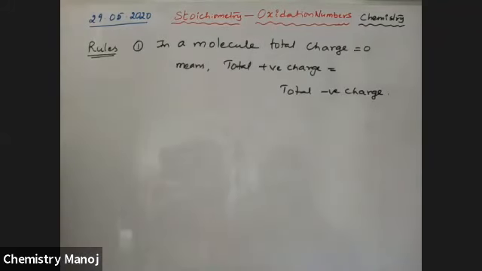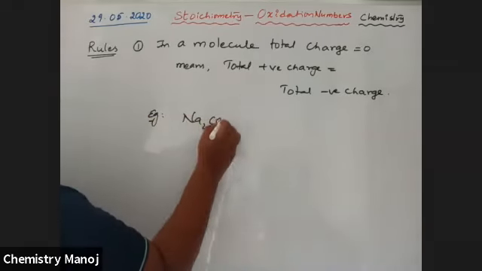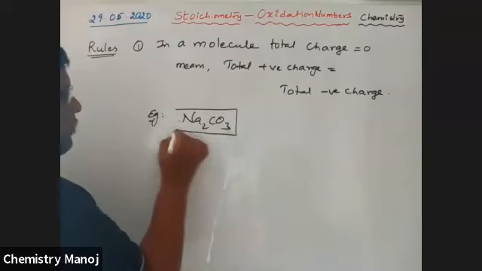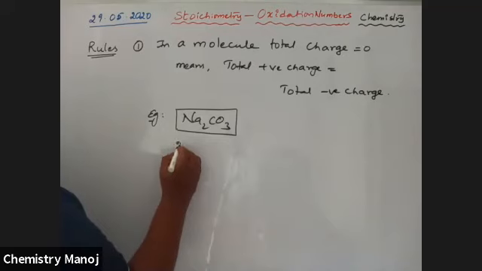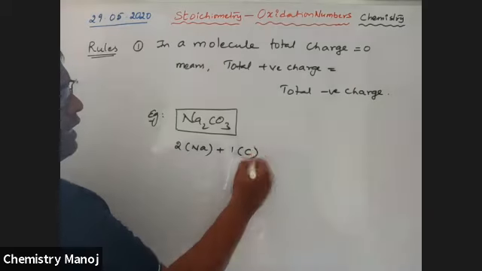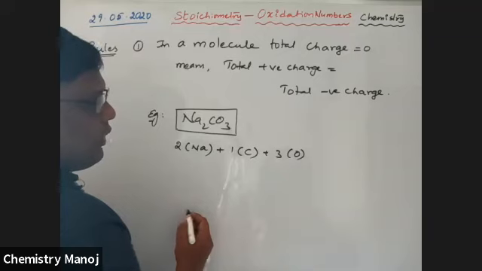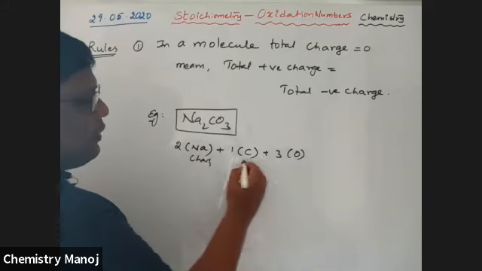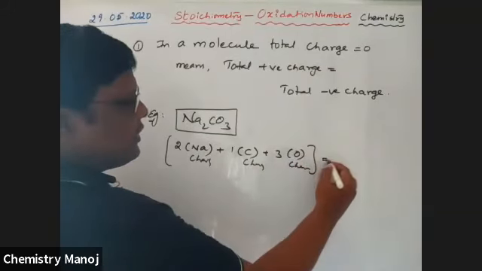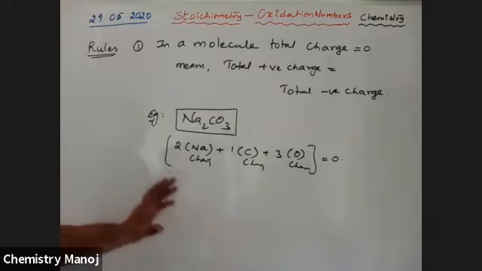Let us discuss with an example. See here. Na2CO3. It is a molecule. In this molecule, the sum of 2 sodiums, plus 1 carbon, plus 3 oxygens. So sodium charge, carbon charge, oxygen charge. The sum of all these charges is equal to 0.